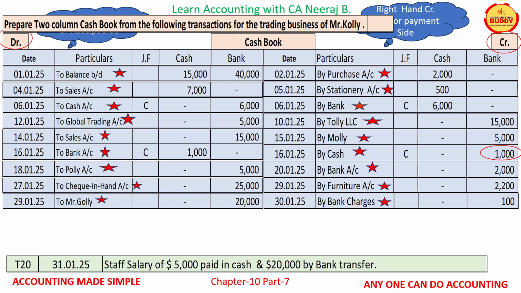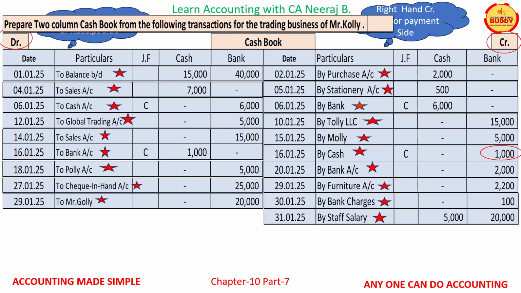Transaction T20 is on 31st of January. The business paid salary of $5,000 in cash and $20,000 by bank transfer. Since this is a payment transaction, it will be recorded on the right-hand credit side of the cash book. $5,000 will be recorded in the cash column and $20,000 will be recorded in the bank column of the cash book on 31st of January 25 by writing the words by salary account.